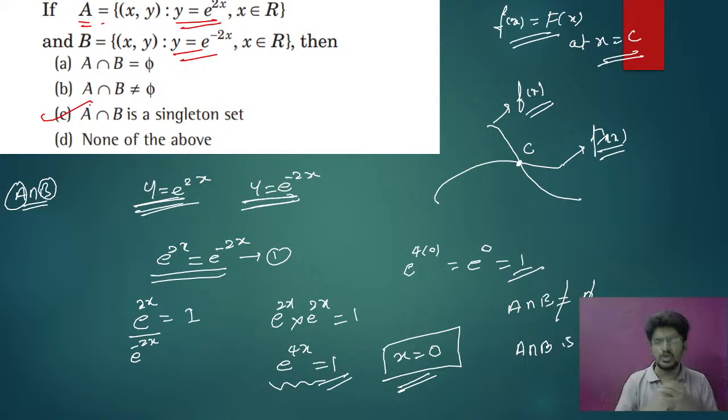They have given two curves, and two curves intersect at one point, which means they have to be equal at that point. So I will take e to the power of 2x equal to e to the power of minus 2x. I will simplify and get e raised to 4x equal to 1. Therefore, x will be equal to 0. Hence, our singleton set will be the answer. That is x equal to 0. Clear? All of you?